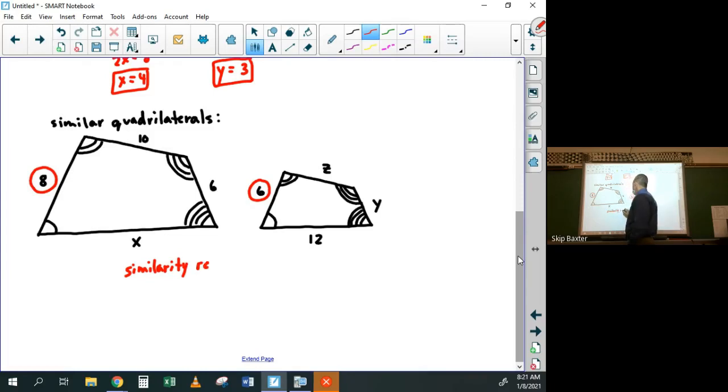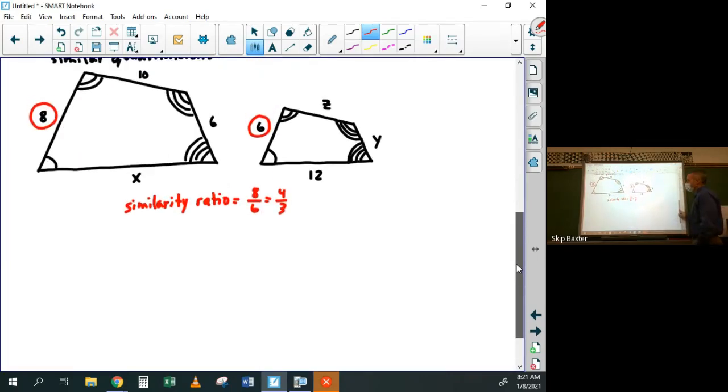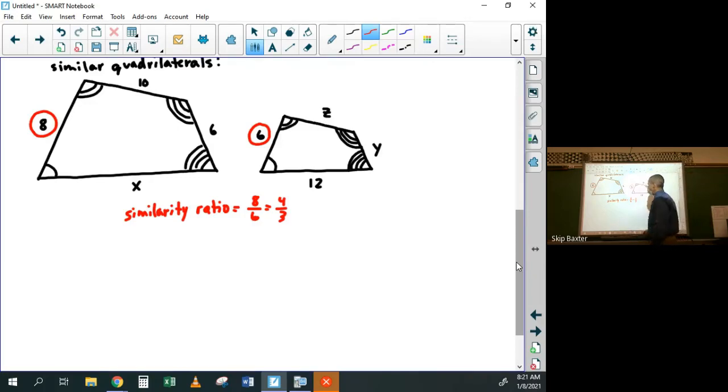Similarity ratio would be 8/6, or 4/3. So then to find the missing side lengths, I could just set up a proportion equal to 4/3 each time. To find x, I could say x/12 equals 4/3. To find y, I could set up a proportion that says 6/y equals 4/3. To find z, I could set up a proportion that says 10/z equals 4/3.